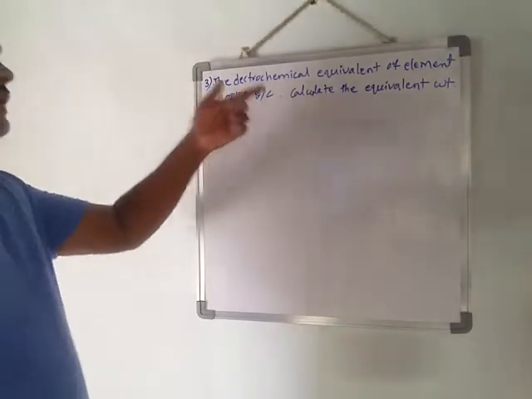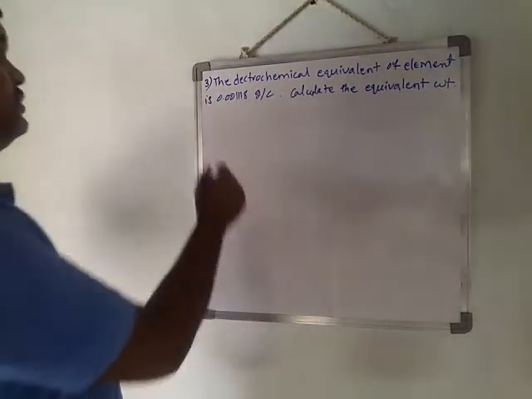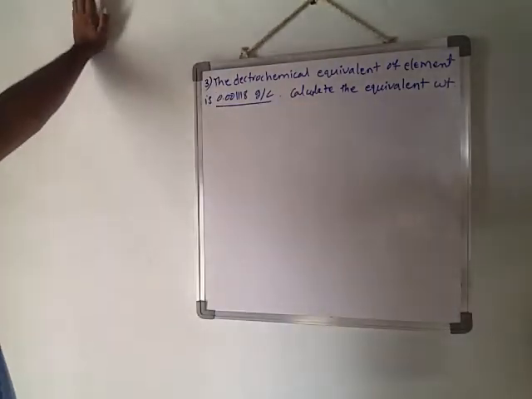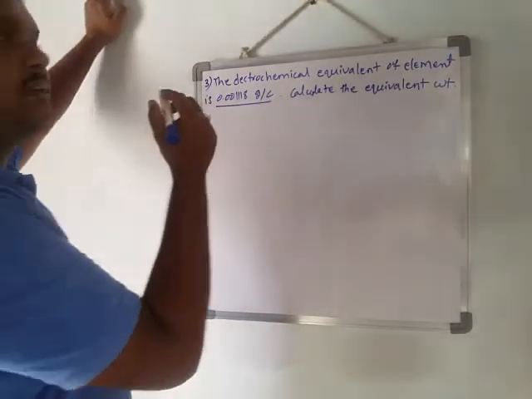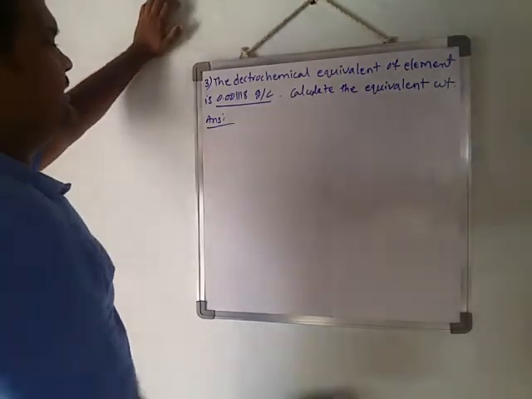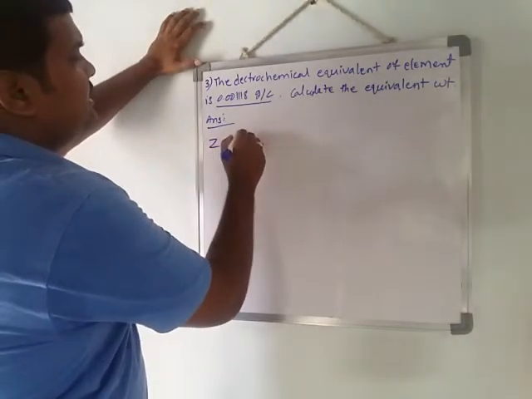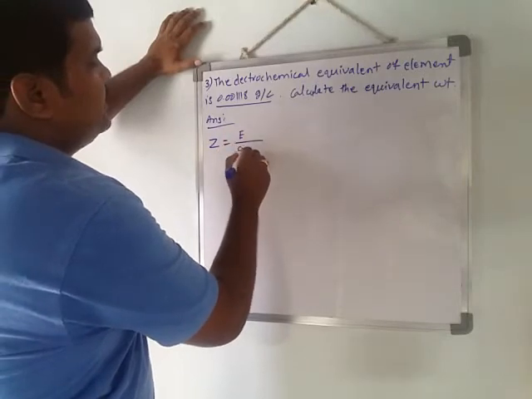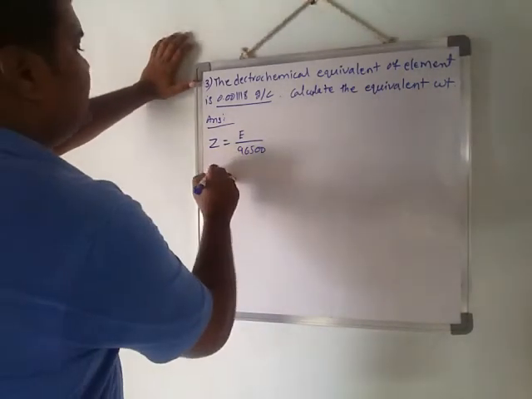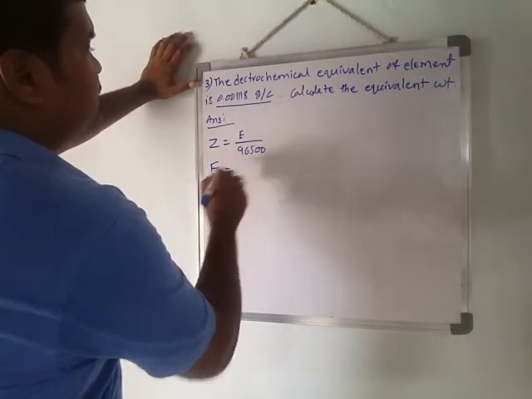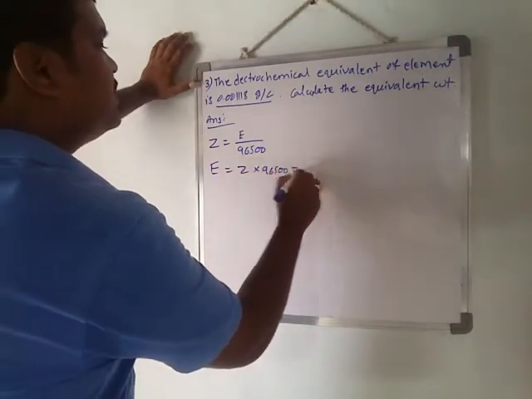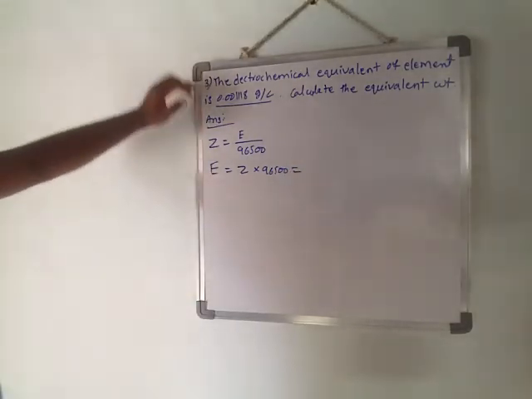Now see that the electrochemical equivalent of an element is 0.00118 gram per coulomb. Calculate the equivalent weight. So now, the equivalent weight we have to calculate. The electrochemical equivalent Z is equal to chemical equivalent E divided by Faraday, 96,500. So now E is equal to Z into 96,500 coulombs. So what Z value has he given?